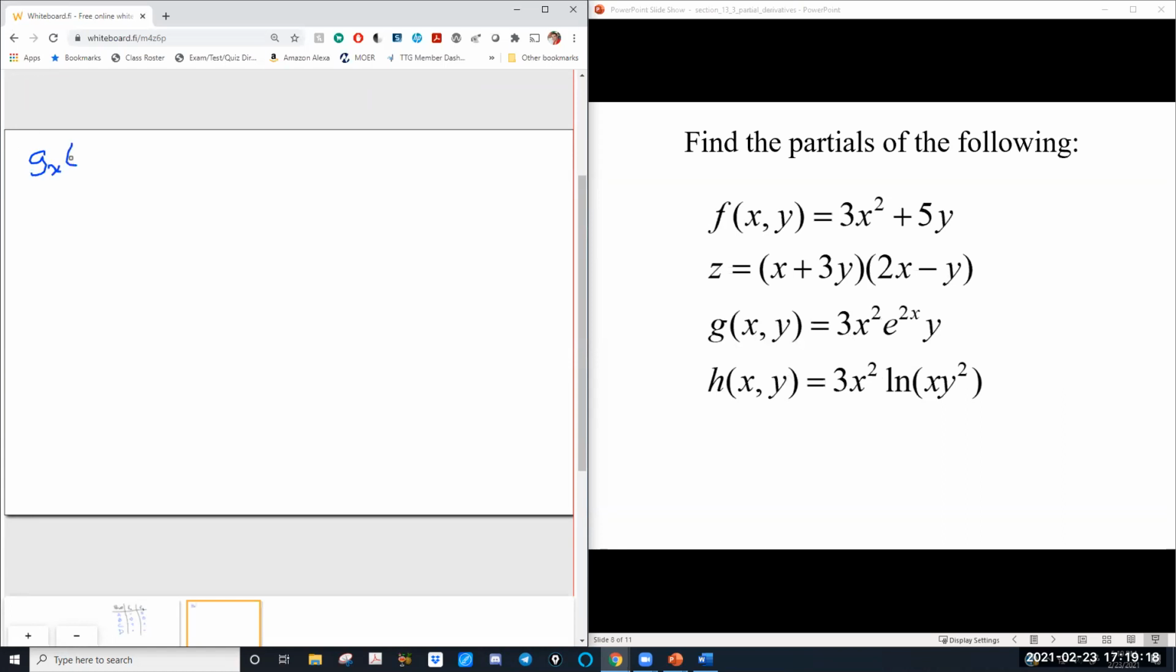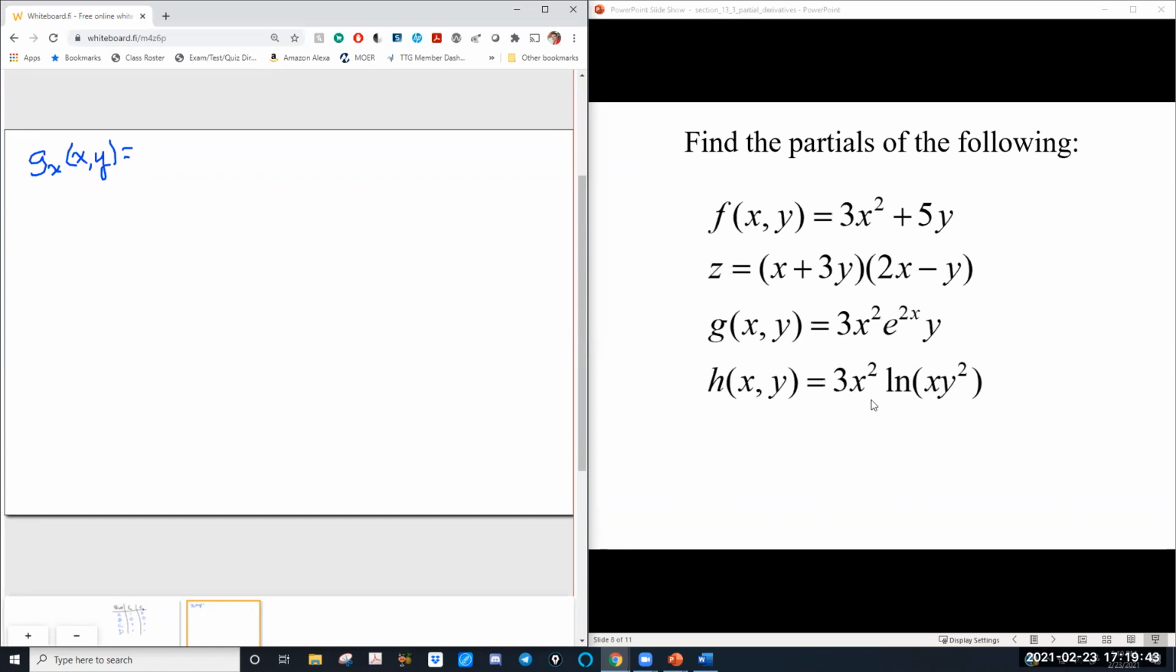So g sub x, that's going to be the partial with respect to x. So this y here, I think of as a constant. It is going to take a little bit of getting used to the first time you guys do this, but once you get used to it, it's not that bad. So I see this whole y squared term as a constant, and that's how I'm going to treat it.